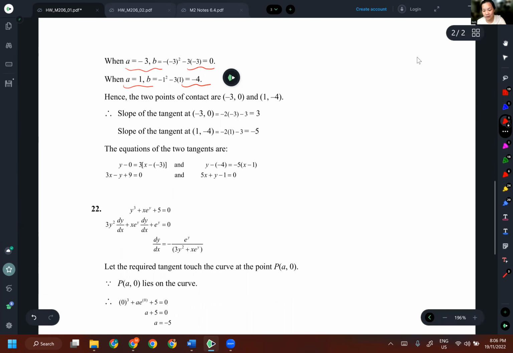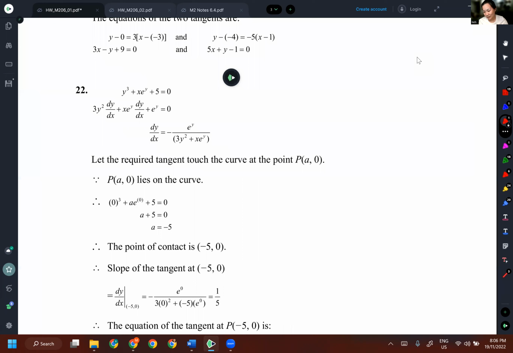Question 22. I think the most difficult part is the implicit differentiation part. And some of you still haven't fully mastered this technique. In your homework, I gave you suggestions. Please seek help, okay? The implicit differentiation is difficult, but once you overcome it, you will find it very easy.